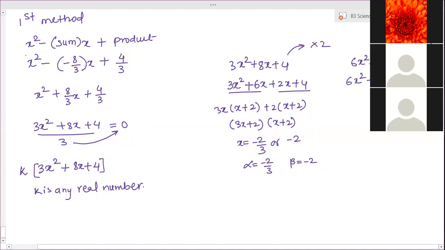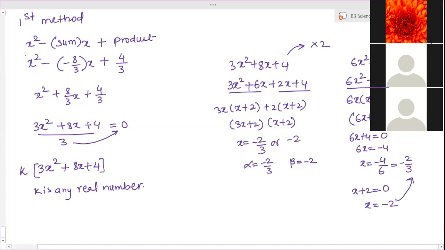6x square plus 12x plus 4x plus 8. Factorize: 6x into bracket x plus 2, plus 4 into bracket x plus 2. So 6x plus 4 and x plus 2. Equate them to 0. 6x plus 4 is equal to 0, 6x is equal to minus 4, x is equal to minus 4/6. What's the value? Minus 2/3. And another value of x, x plus 2 is equal to 0, value of x will be minus 2. So these are the same zeros.